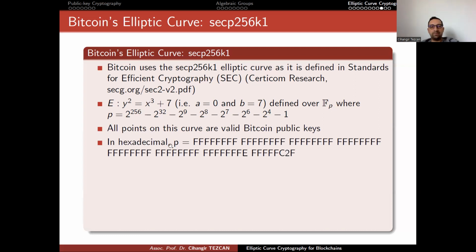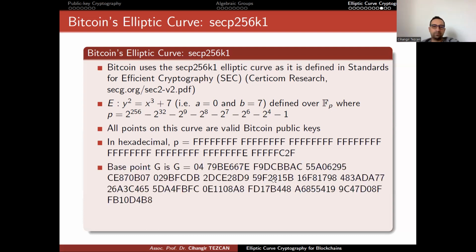If you represent P in hexadecimal, as you can see, there are many Fs and just a few different values. This is because if you fill it with all Fs, you will end up with 2 to the 256 minus 1, right? So these other values are coming from these minus values. But the good thing is that this is a prime number.